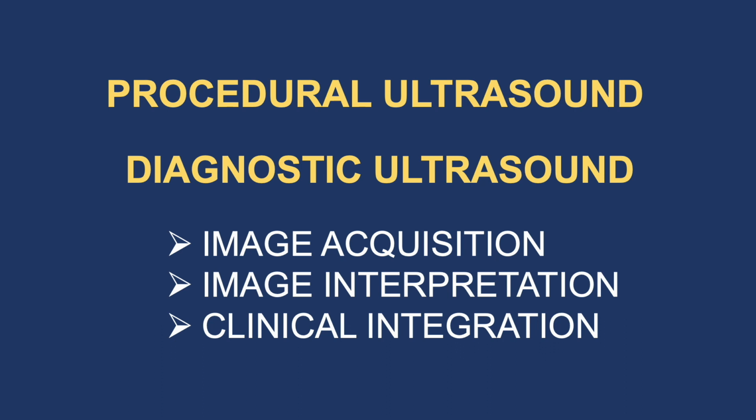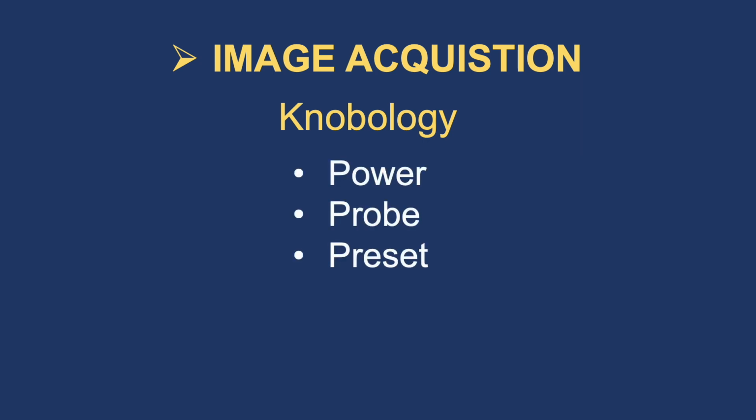To acquire an image, you have to be familiar with knobology. Knobology is learning how to use the knobs on your ultrasound machine. When you're trying to get an image, there are 3 knobs that you have to use. First, you turn on the power, choose your probe, and then choose your preset. To optimize the image, there are 2 other knobs that you have to work with, the gain and the depth, to make your picture look the best.